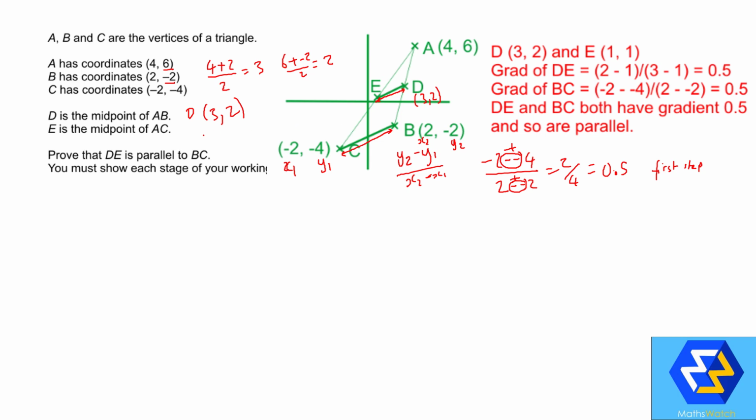E is the midpoint of AC. Well, you do the same thing. So what's 4 add minus 2 over 2 to get the midpoint? So E, and that's going to equal 1. And AC, so that's AC. So 6 add minus 4 is 2.